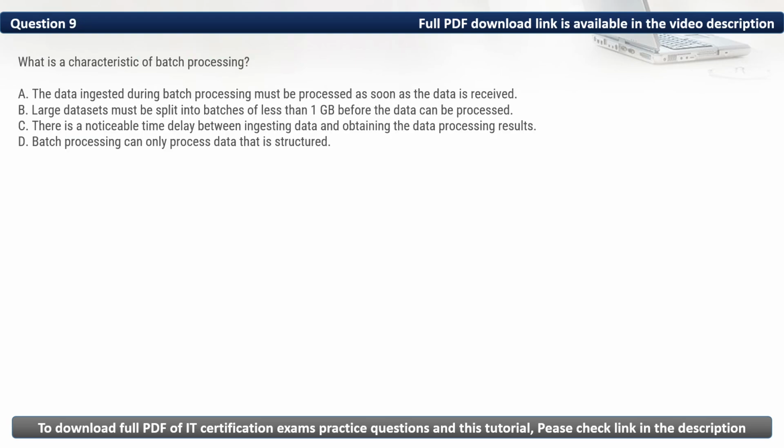Question 9. What is a characteristic of batch processing? A characteristic of batch processing is that there is a noticeable time delay between ingesting data and obtaining the data processing results. Thus, the correct option is C.